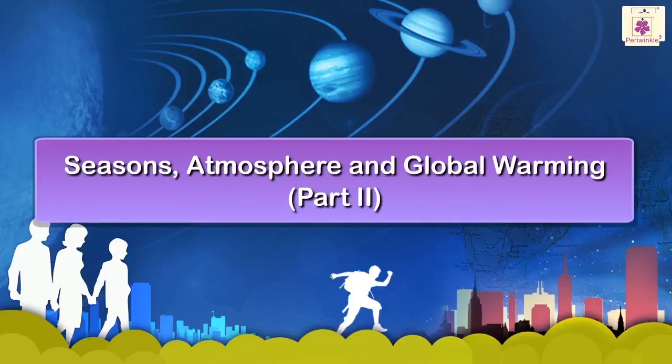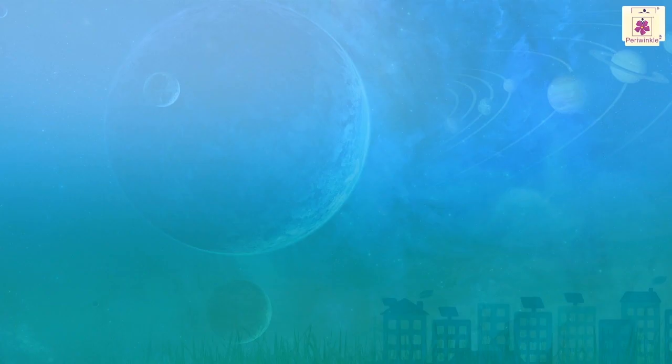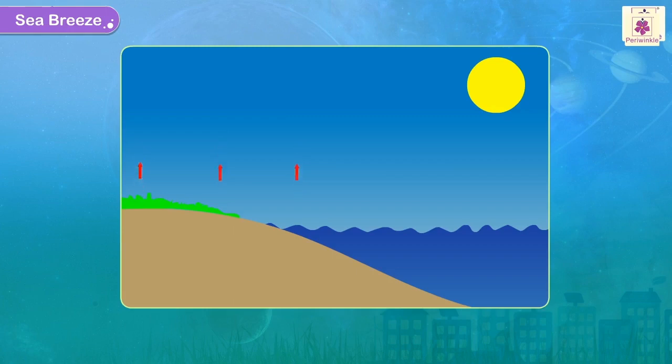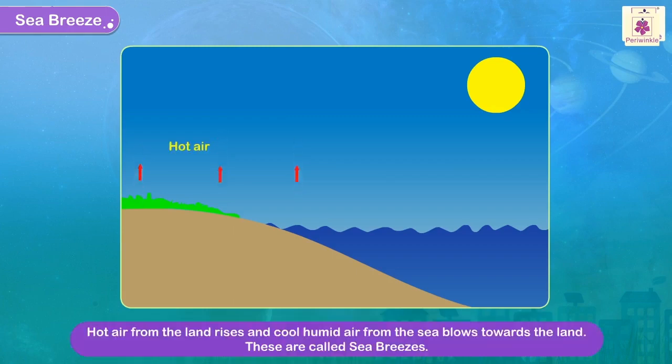Seasons, atmosphere, and global warming. Sea breeze. Land absorbs and cools faster than the sea. Post-afternoon, when the earth releases heat, the hot air from the land rises and cool, humid air from the sea blows towards the land. These are called sea breezes.